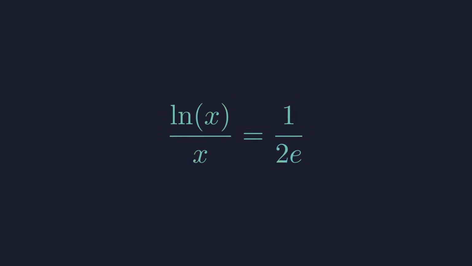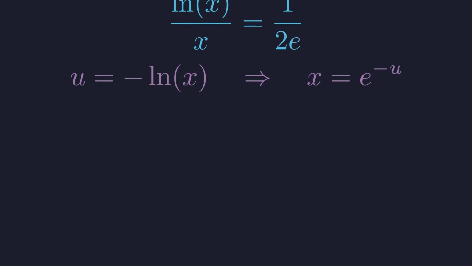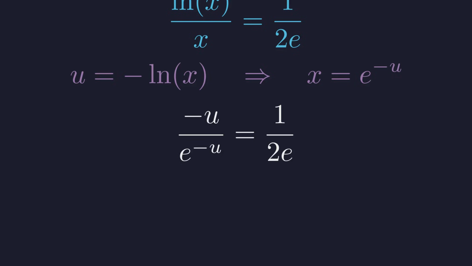The natural log of x is getting in our way, so let's make a substitution. Let u equal negative natural log of x. This means x equals e to the negative u. Substituting this in, the numerator becomes negative u, and the denominator becomes e to the negative u. Bringing the denominator up flips the sign on the exponent, so we get negative u times e to the u, almost there. Multiply both sides by -1. Perfect. Now we're in the Lambert W form.